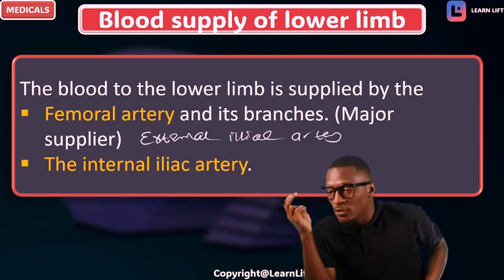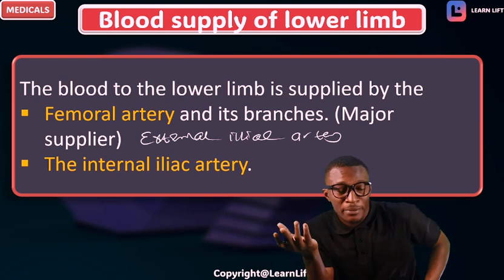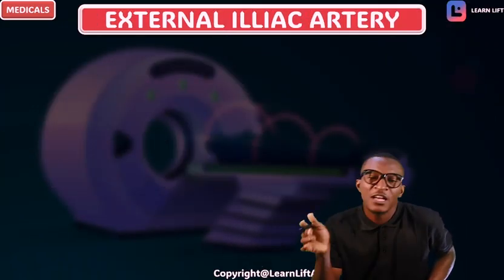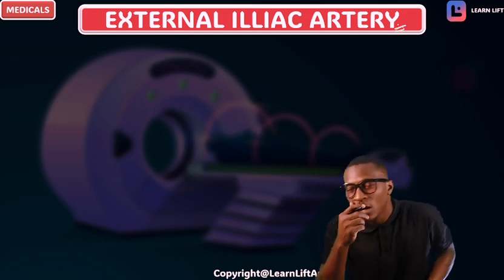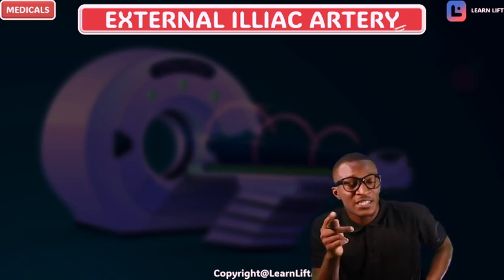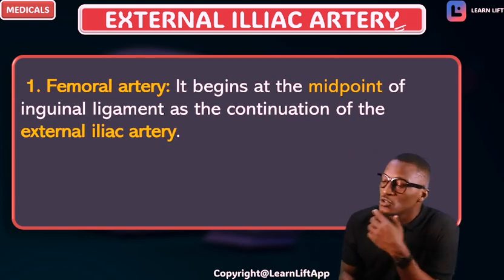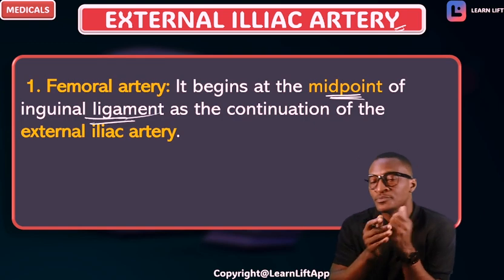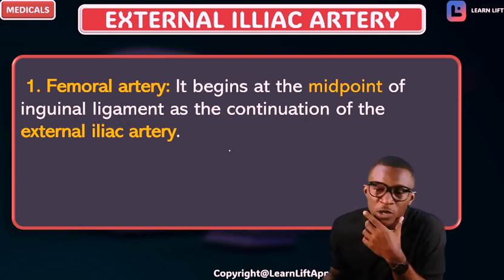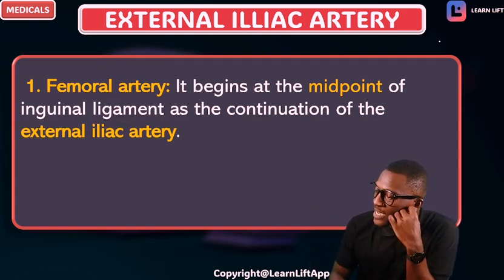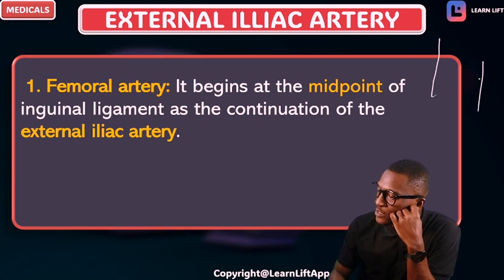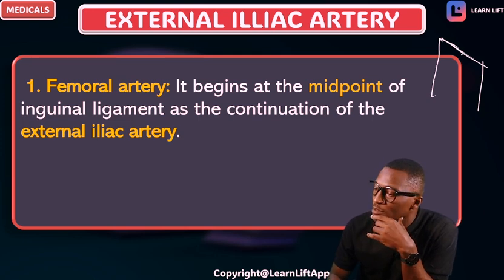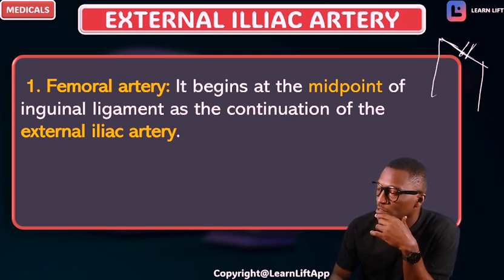So the blood supply is from the femoral artery, and by bracket we will call it the external iliac artery and the internal iliac artery. Let's now focus on the external iliac artery. What are its branches? The first is the femoral artery. The femoral artery begins at the midpoint of the inguinal ligament. Now let me draw that diagram for you. Look at it. This is the inguinal ligament. This is the leg.